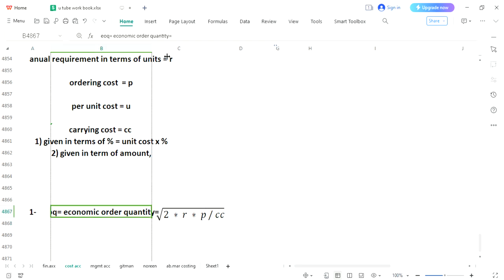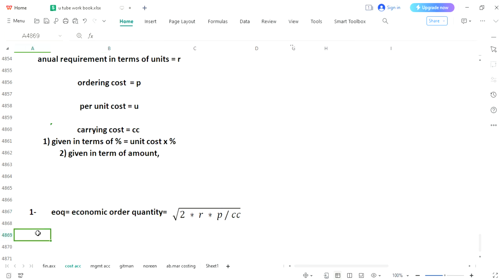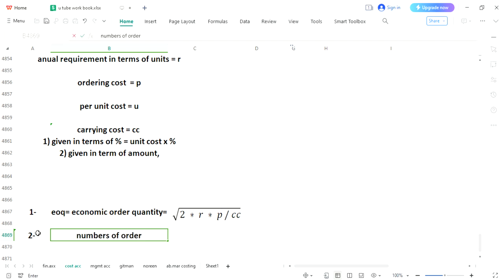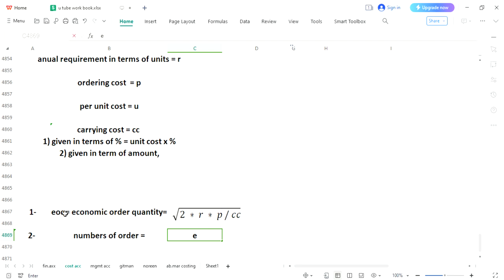And then you will have how many number of orders. The second thing is the number of orders to be made. Again, it has a formula. Economic order quantity you have calculated over here. The same economic order quantity you will take, and the annual requirement, which would be given in your question, would be divided by the economic order quantity. With this you will be able to calculate your number of orders.